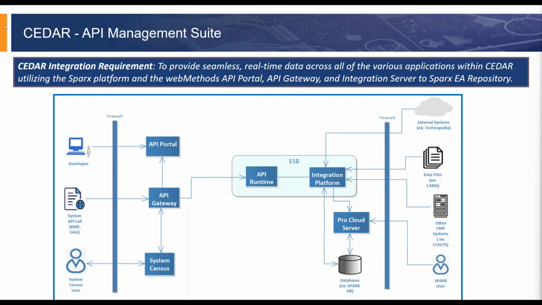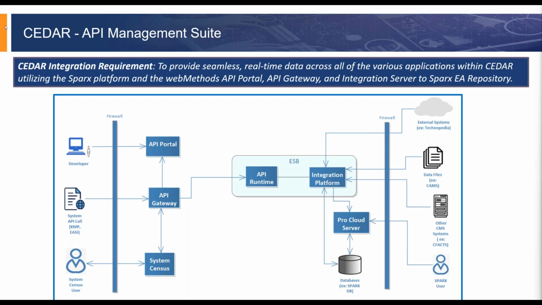Outside of the firewalls, you'll see, like on the left-hand side, the developers I already spoke about where they would come into the API portal and get information about the APIs we have available. Then under that, we have all the system API calls from other internal applications that want data, that want to access data that we have within the Sparx EA system. So as you can see there, like I mentioned earlier, all those calls will come into our API gateway to be authenticated and so forth before they get proxied into the runtime and eventually down to the Sparx EA system.